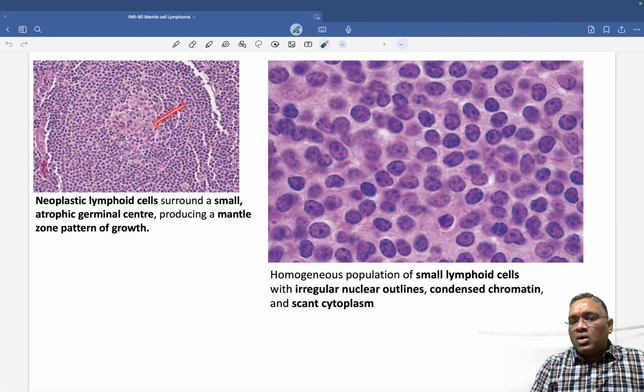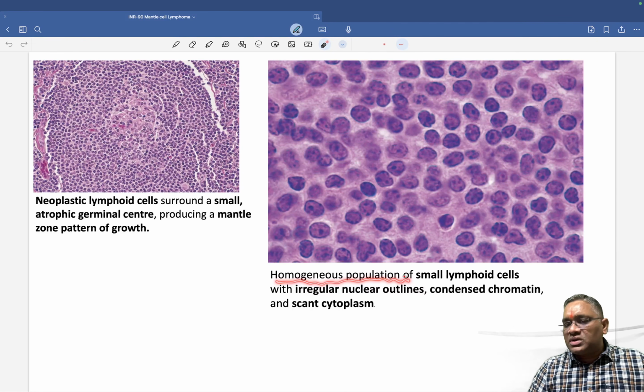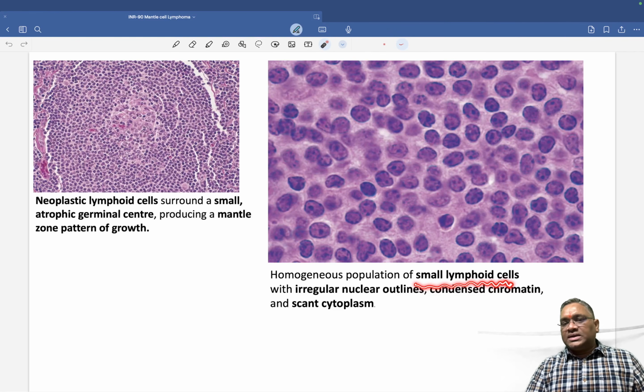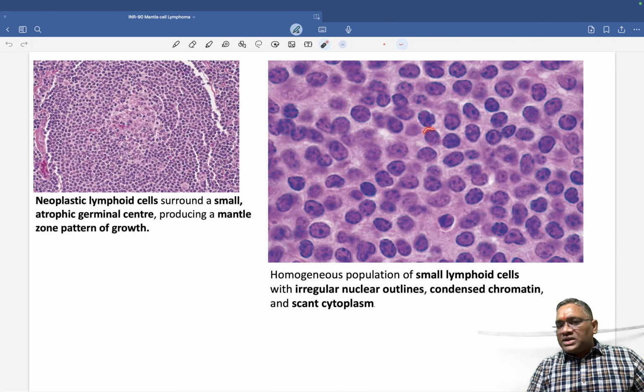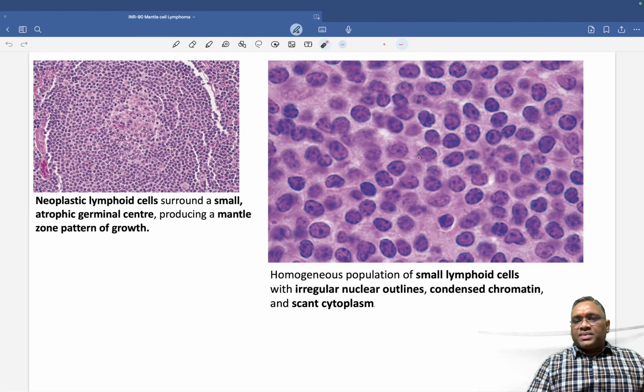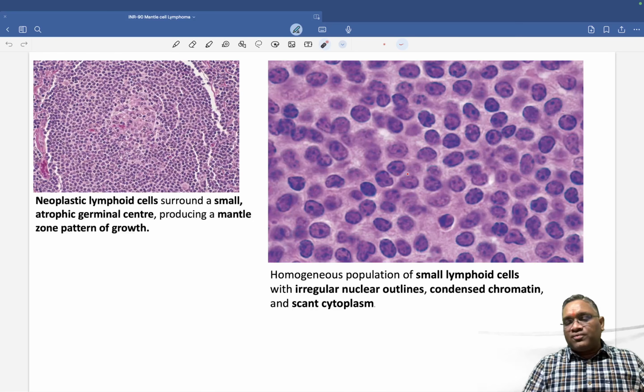When you see them on high power view, you will see the cells like this. All these are neoplastic cells. They are a homogeneous population of small lymphoid cells, all similar looking, with a regular nuclear outline and condensed chromatin. You can see condensed chromatin is present, and scanty cytoplasm. That is why you are seeing only the nucleus. The cytoplasm is very scanty or very little. So that is the presentation of mantle cell lymphoma on lymph node biopsy.